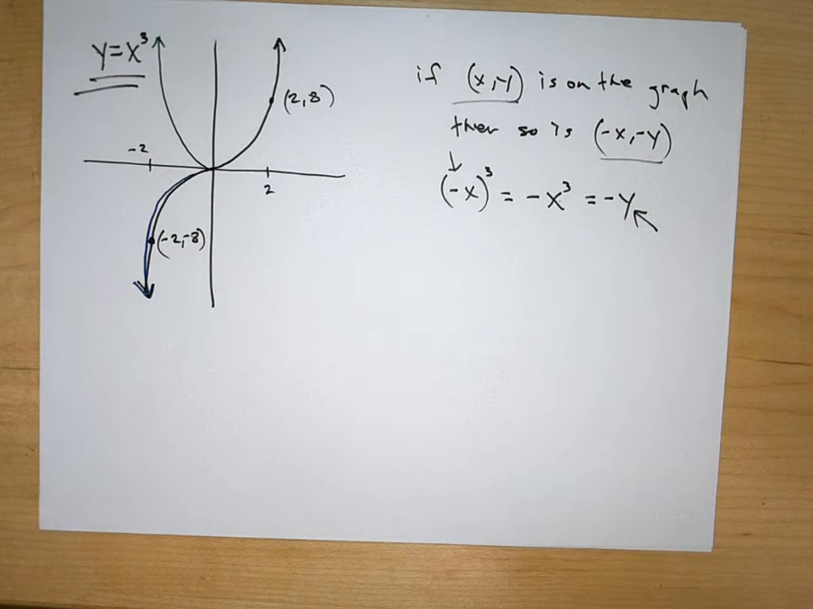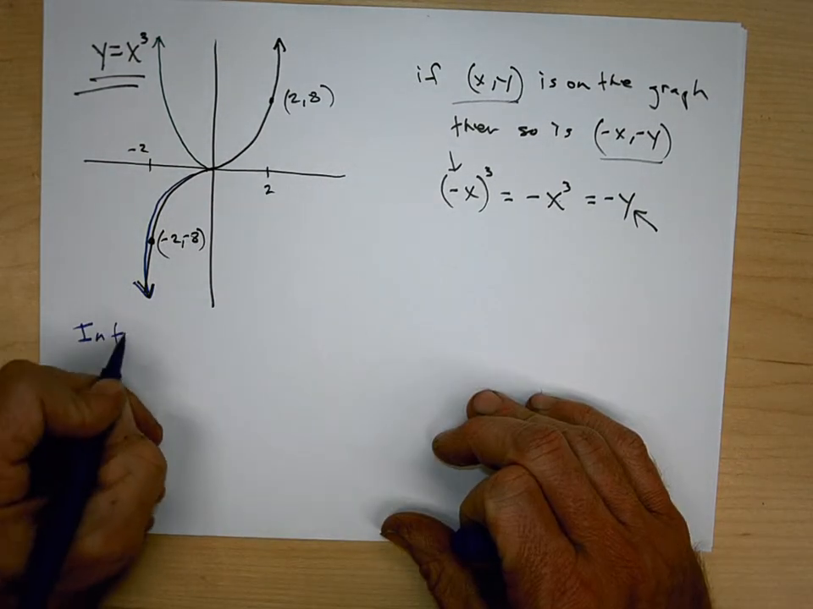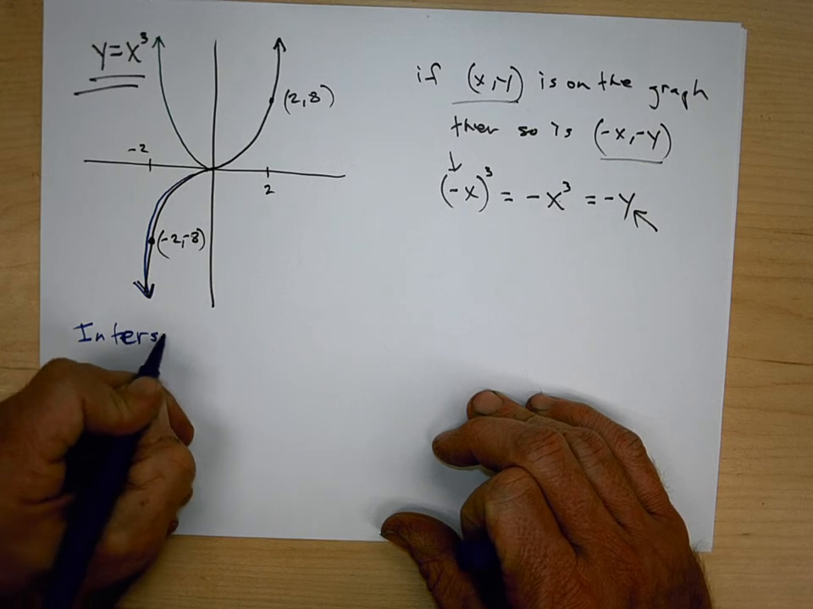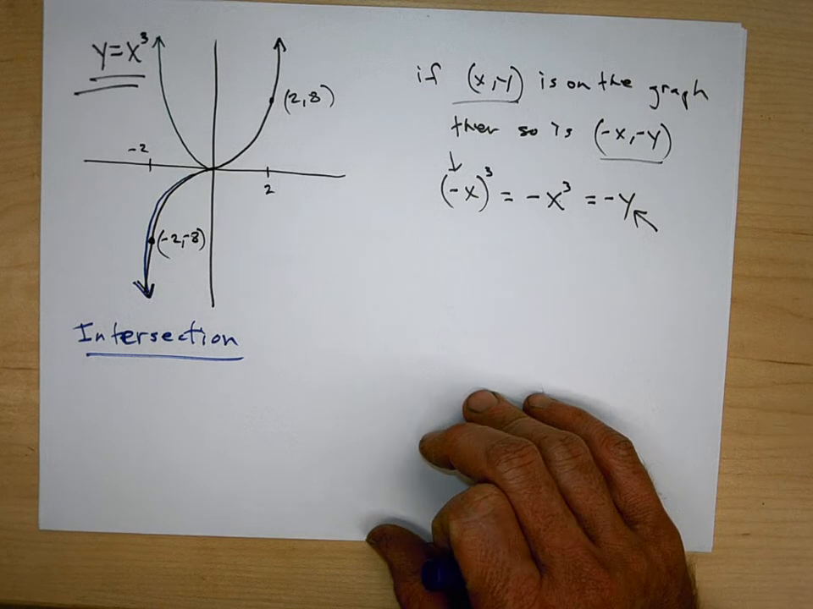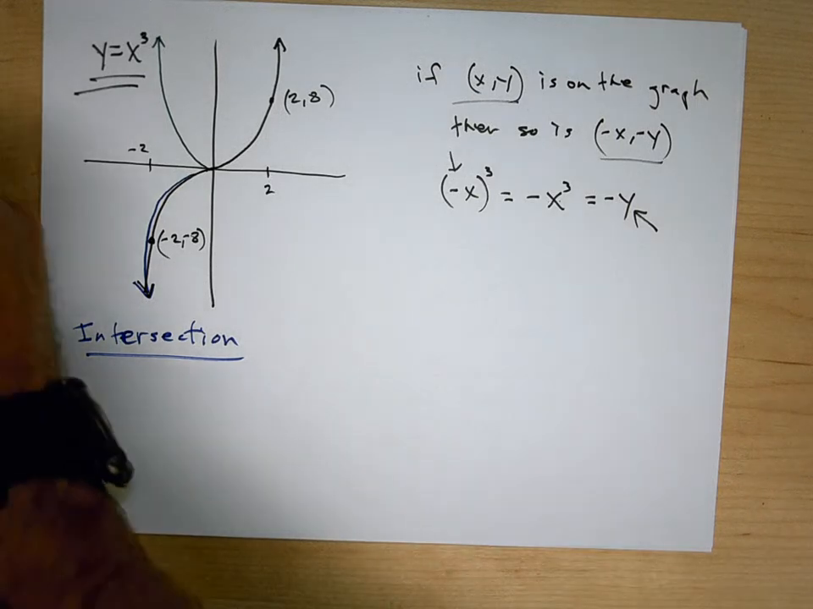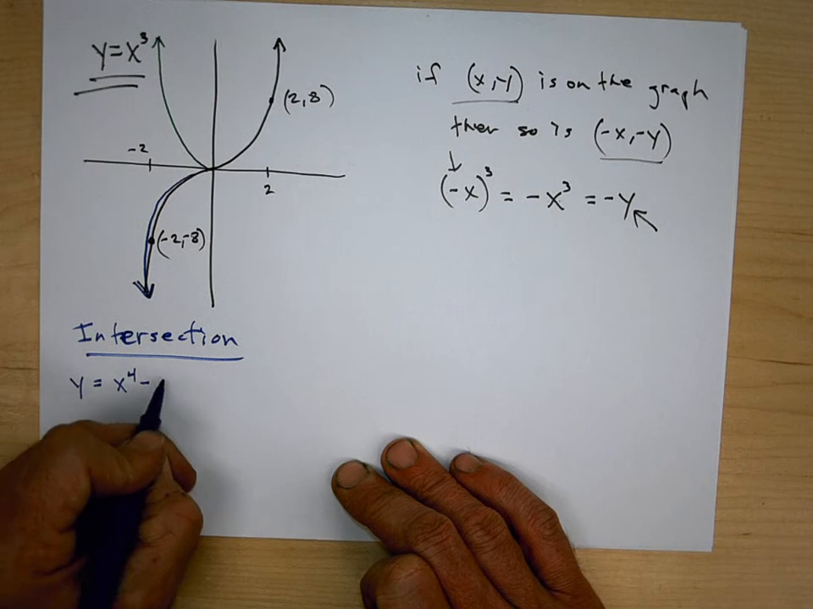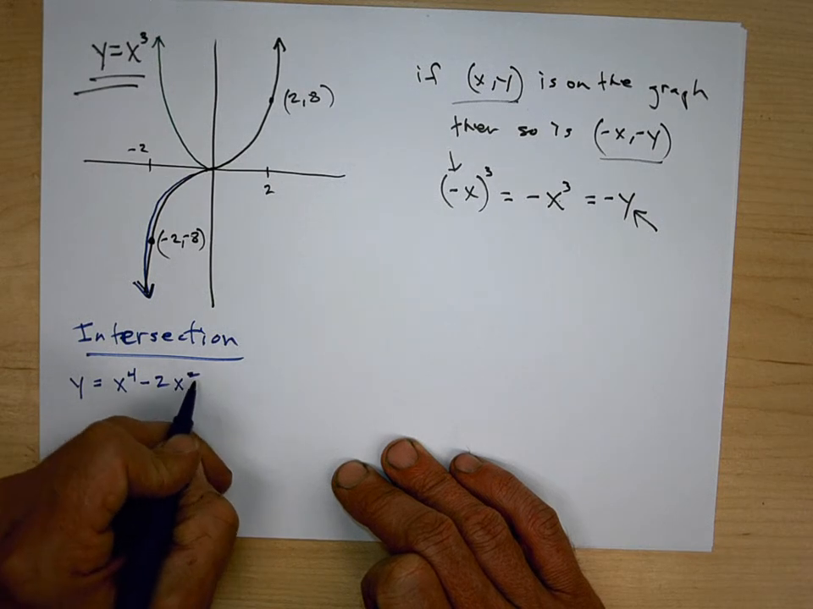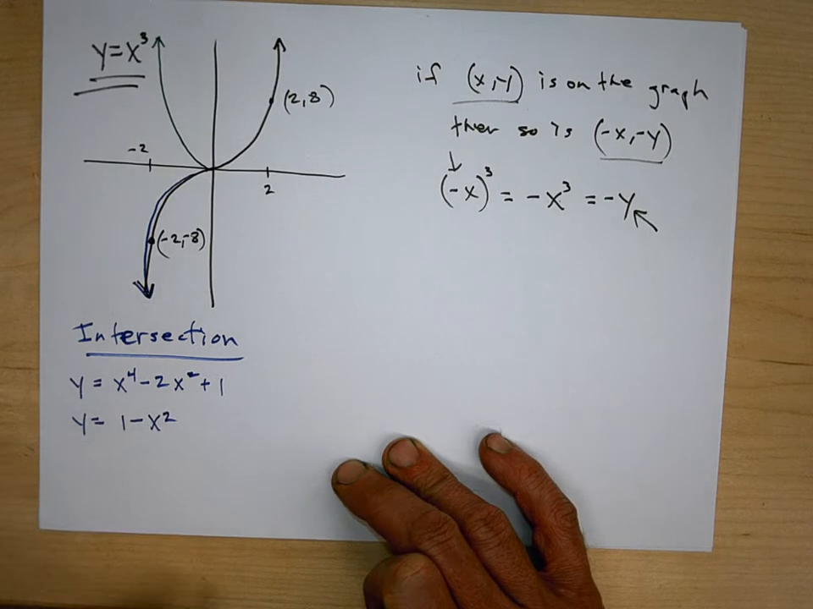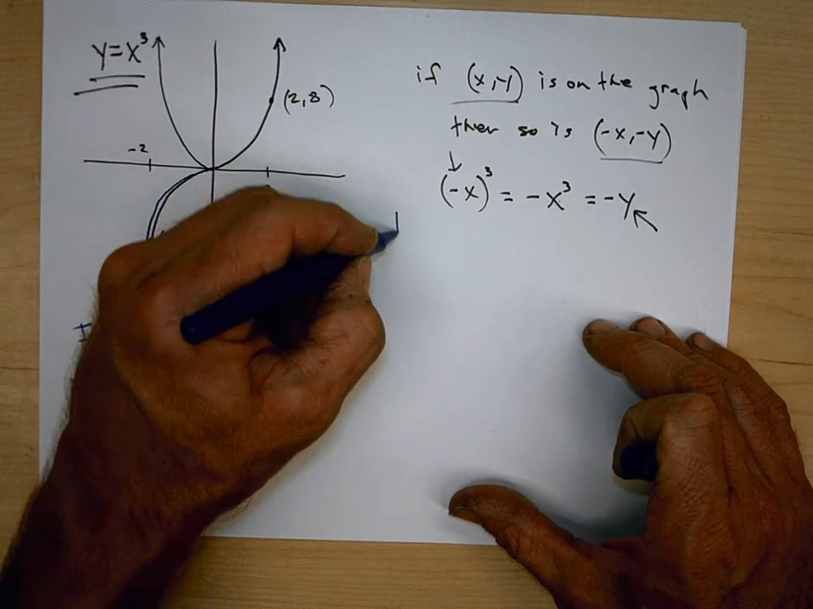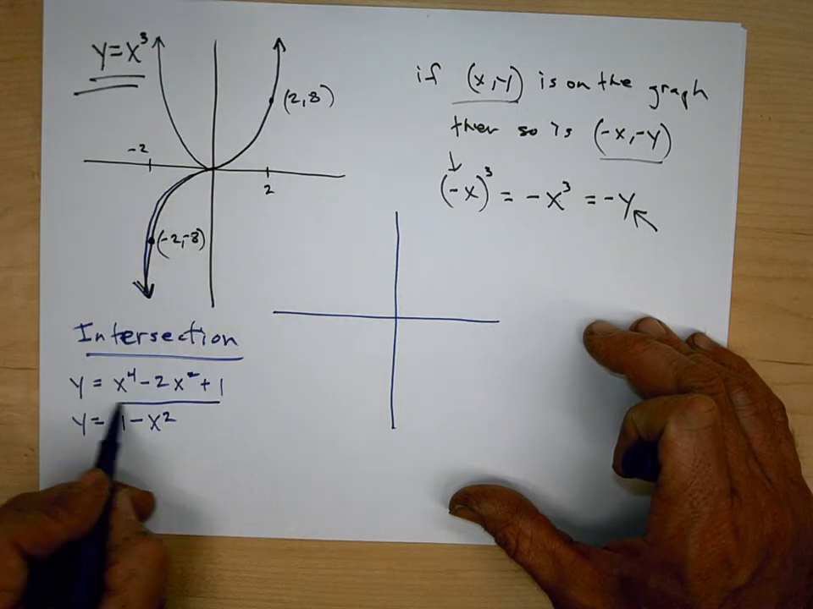Okay, last part is on intersections. How do I find the intersection of two graphs? So let's see, I have an example. Let's say y equals x to the 4th minus 2x squared plus 1, and y equals 1 minus x squared.